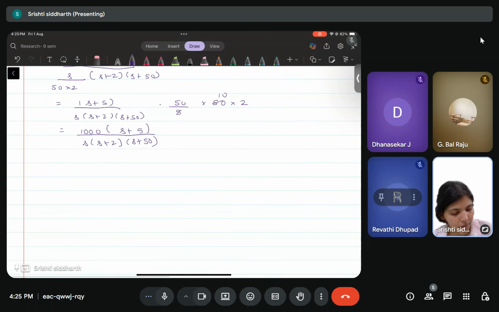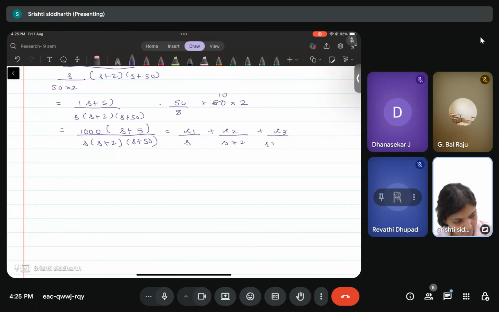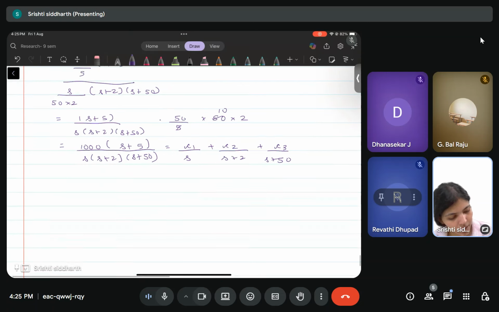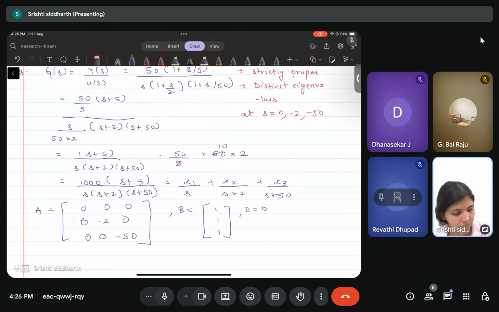And we have to write it in the form C1 plus, okay, let's see, C2 over s + 2 plus C3 over s + 50. These are the distinct eigenvalues, and let's write it here. That is equal to 0, -2 and -50. So A is simply 0, -2, -50. Then B is 1, 1, 1. And D is going to be 0.